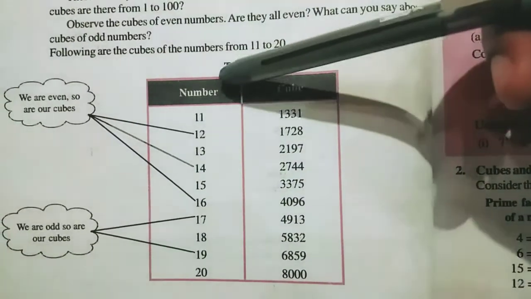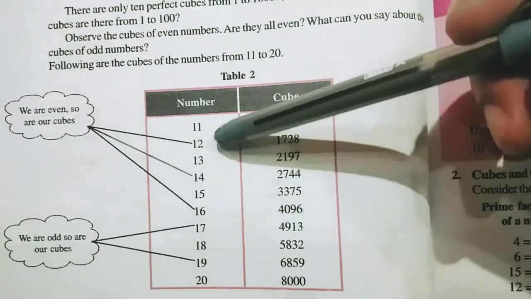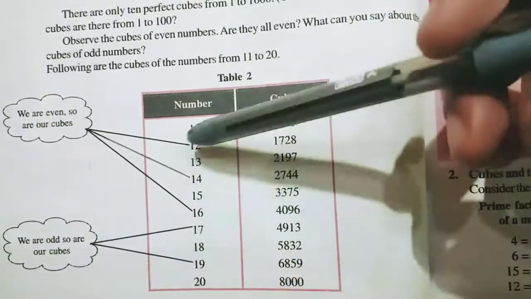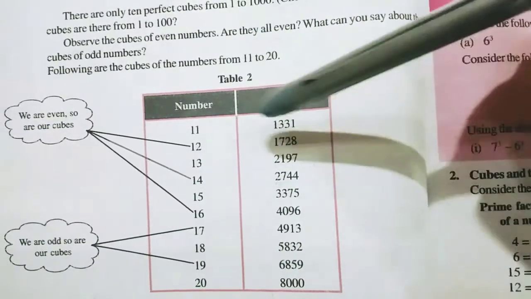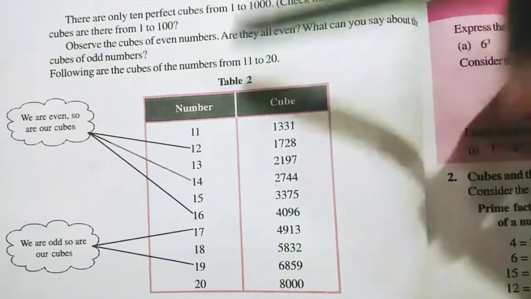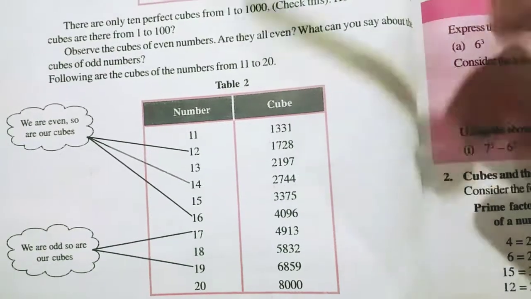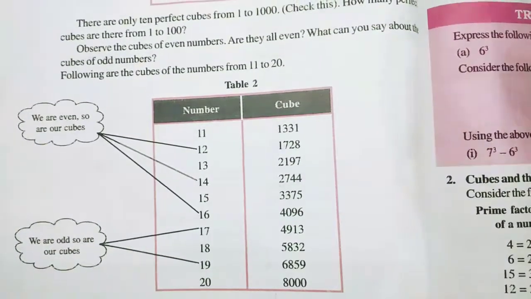Here again it is given from 11 to 20. Cube of numbers from 11 to 20. 11 cube is 1331, 12 cube is 1728, like this up to 20. This also you have to memorize. Okay, from 1 to 20 you should memorize.